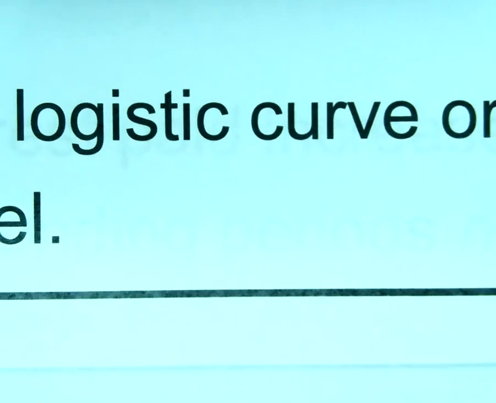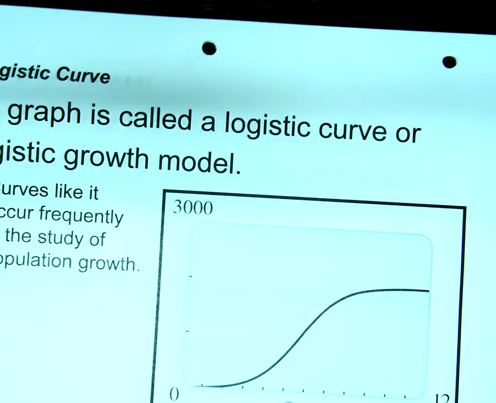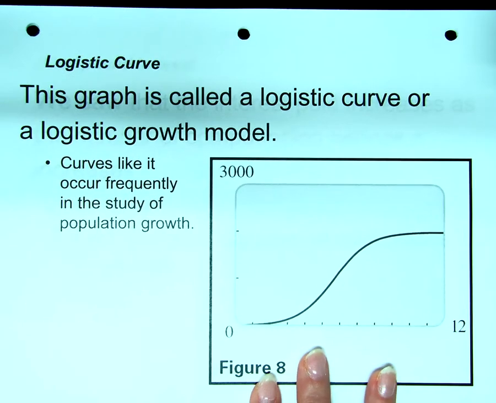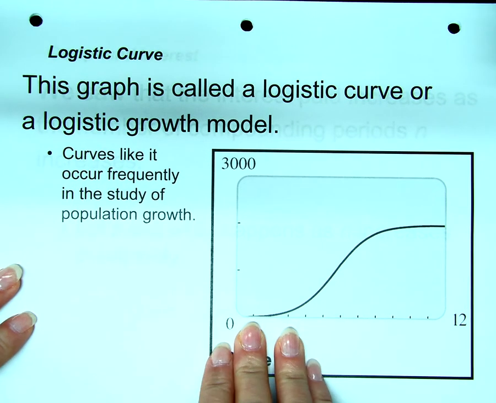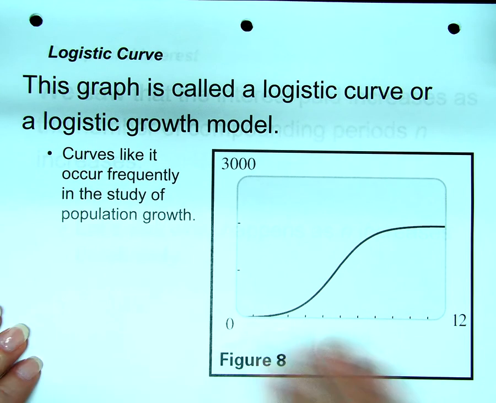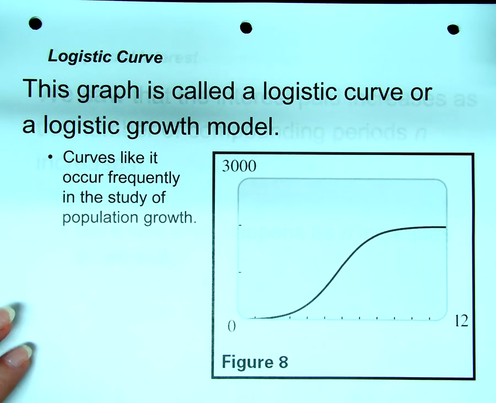This graph, let me zoom back out, give me just a second. This graph is called a logistic curve or a logistic growth model. Curves like it occur frequently in the study of population growth. We were just talking about an infectious disease problem, so obviously it occurs there as well, but it occurs often when you're studying population growth, a graph that looks like this.